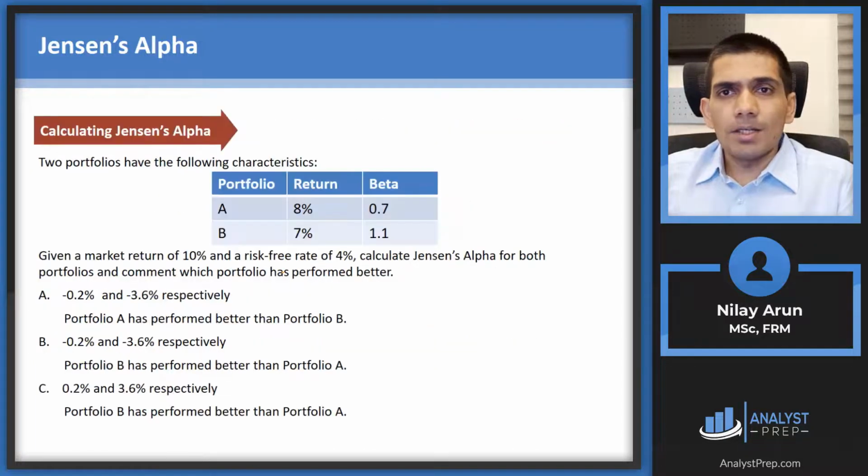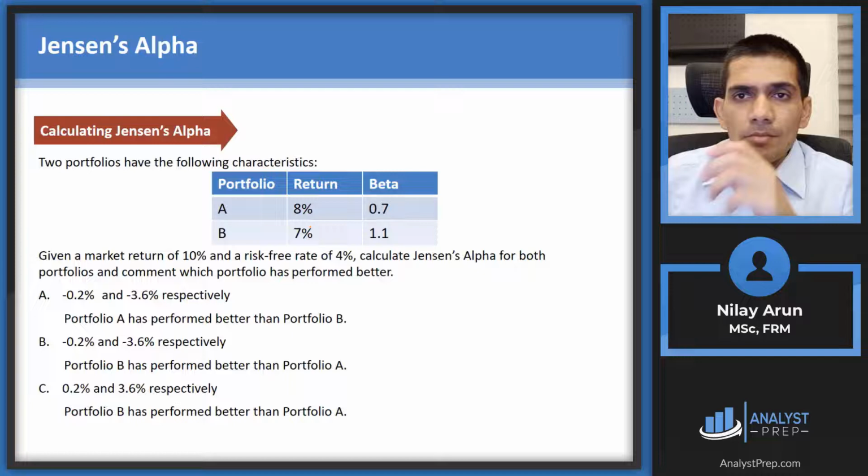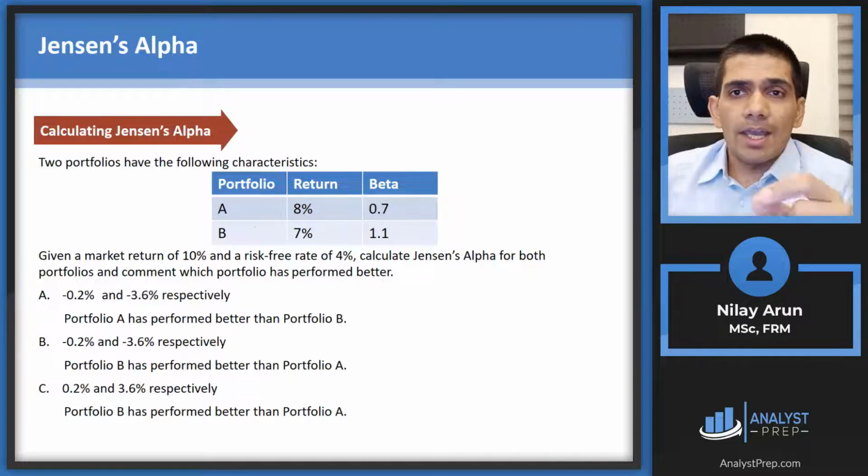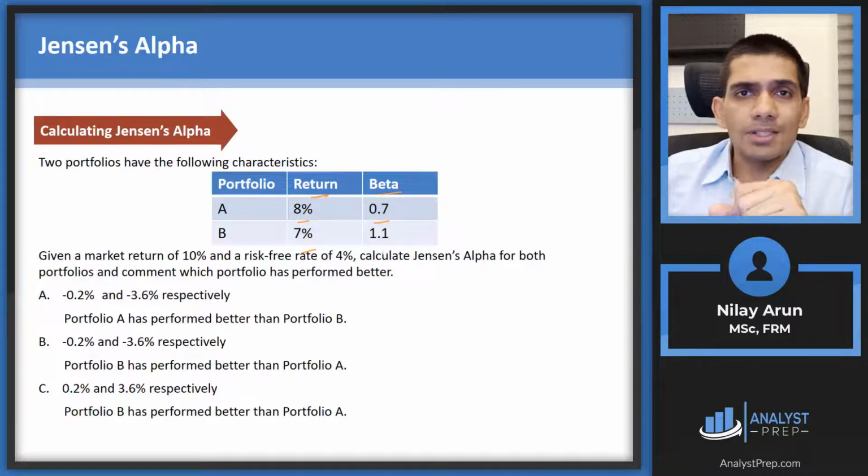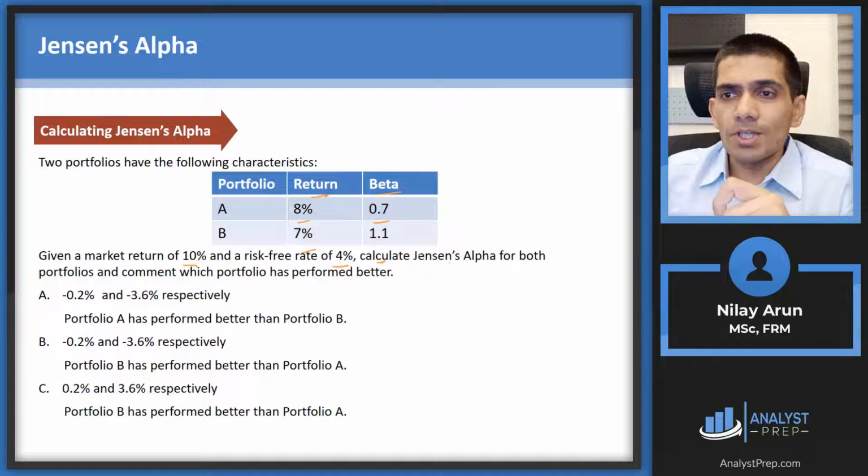Now, to understand alpha better, let's try out a question. So you have this particular portfolio. A and B are the portfolio choices which you've been given. You have to select one of those two portfolios. The return and the beta of the portfolio have been given. 8% and 7% are the returns. The beta is 0.7 and 1.1. Now, given a market return of 10% and a risk-free rate of 4%, you have to calculate the Jensen's alpha for both portfolios and comment which portfolio has performed better.